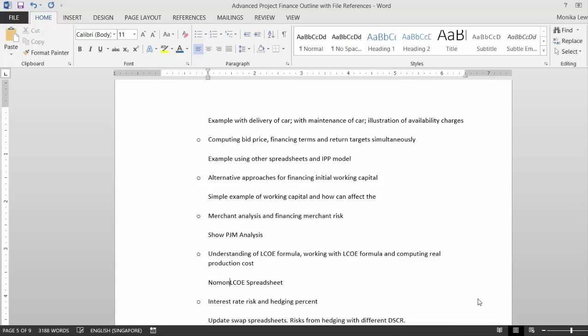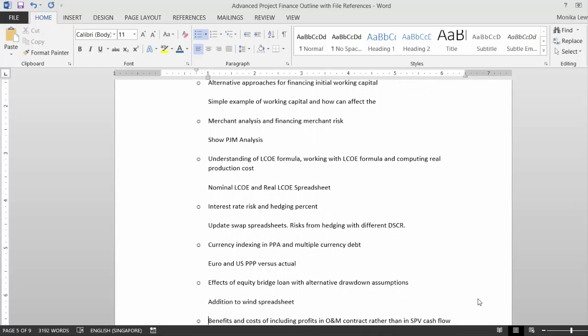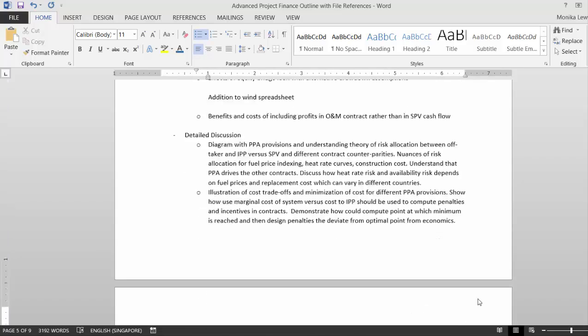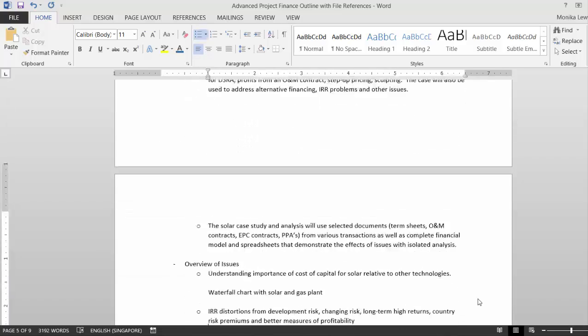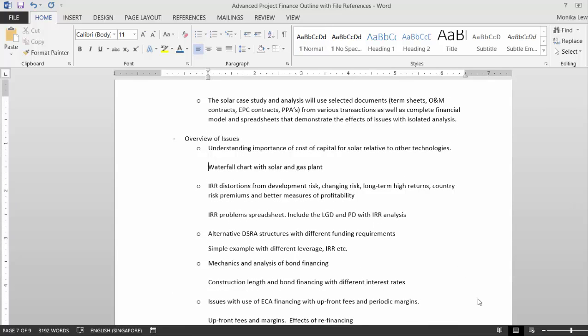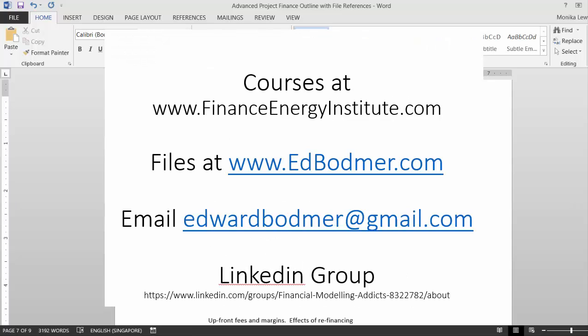nominal. I think I already have one on this one. Real LCOE spreadsheet. Some interest rate risk discussion, some currency discussion, and I forgot what that one was. All right. And then we'll have some issues associated with solar. What are some IRR problems, especially with reconciling debt IRR and equity IRR, credit spreads with loss given default and probability of default.